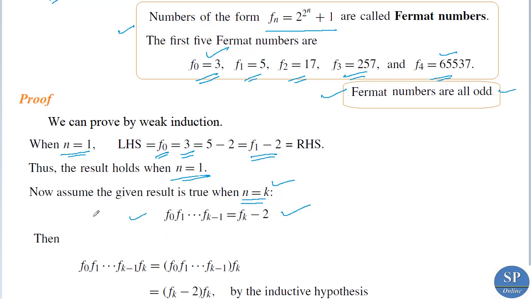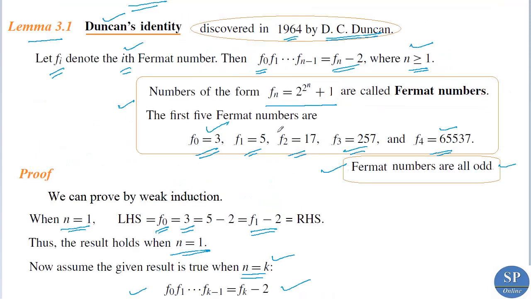Now we have to show that it is true for n equal to k plus 1. That is, we have to show that f0, f1, f2 etc. f(k+1-1), that is f(k), is equal to f(k+1) - 2. This is what we need to prove.